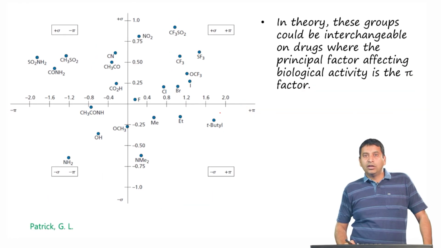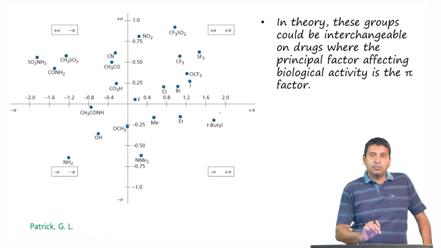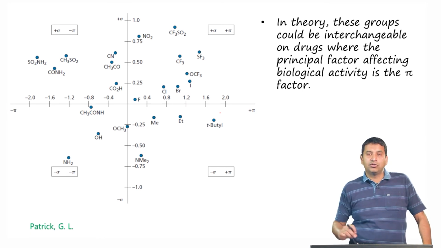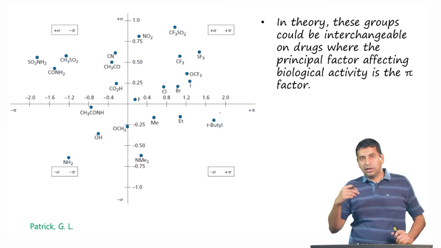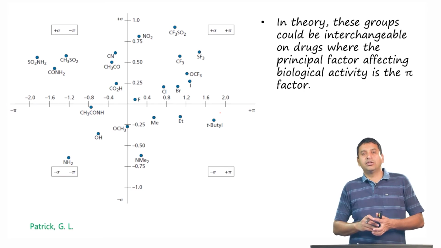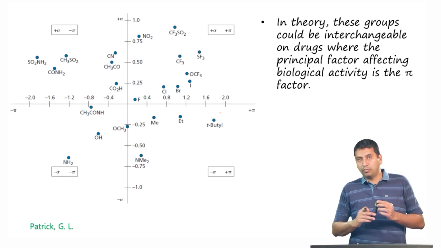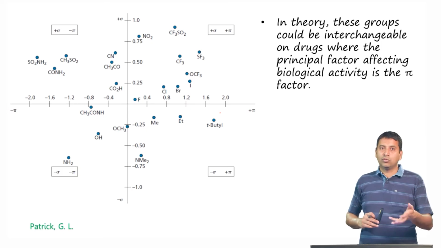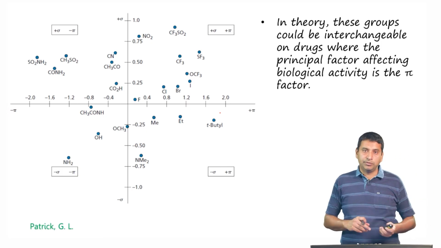Okay. So, in theory these groups could be interchangeable on a drug, where the principal factor affecting the biological activity is the pi factor. So, if we obtain a Hansch equation which gives a very large k value to pi, then we could use one of these substituents perhaps interchangeably.